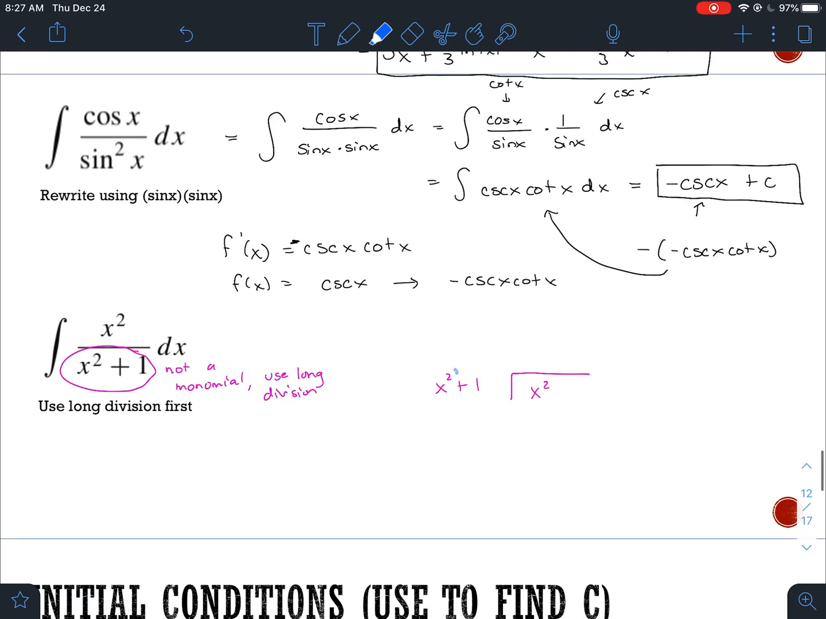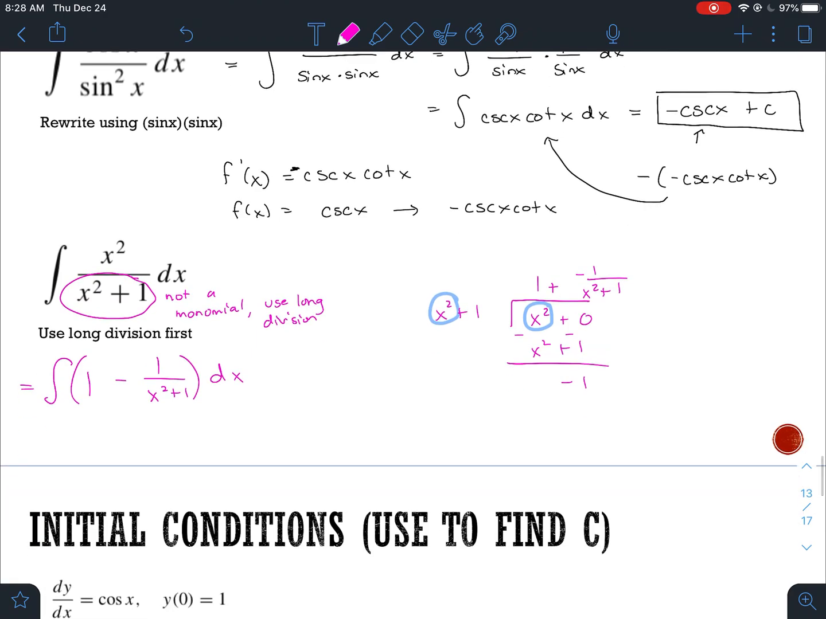So x squared times what is x squared? Well, I need a 1, and then you multiply it out. So we have a 0 here. Then I would get x squared plus 1, and then you subtract going down. So this would be negative 1. Then it's plus the remainder over what you were dividing by. So now this integral can become the integral of 1 minus 1 over x squared plus 1 dx.